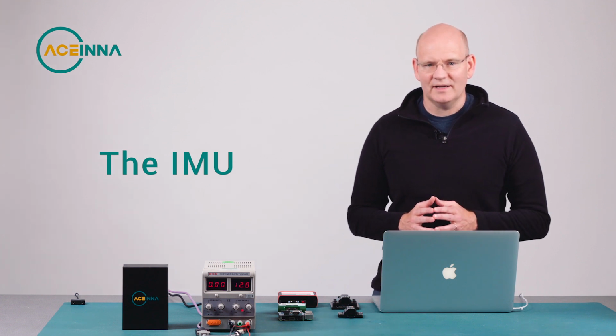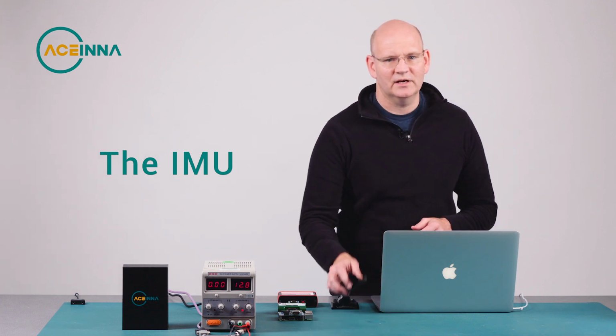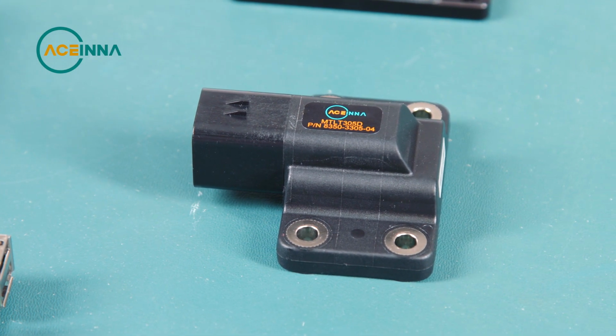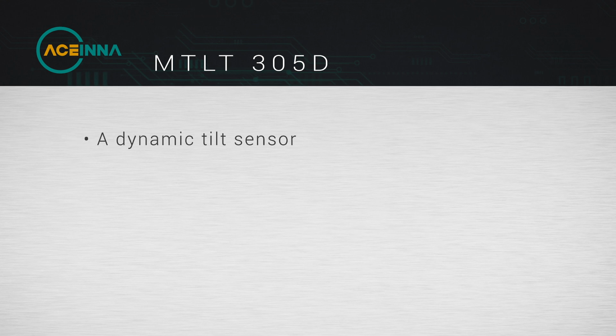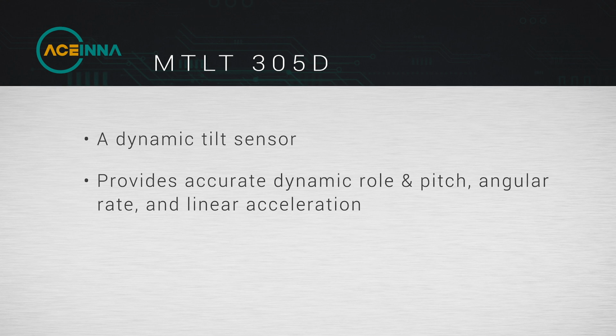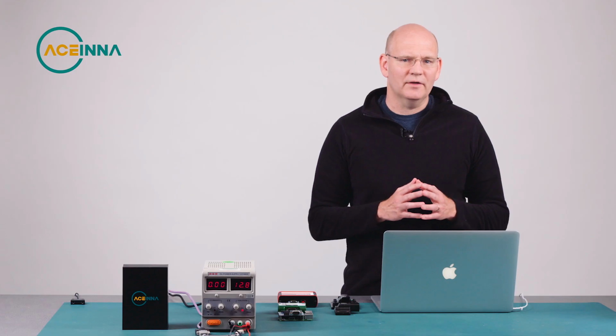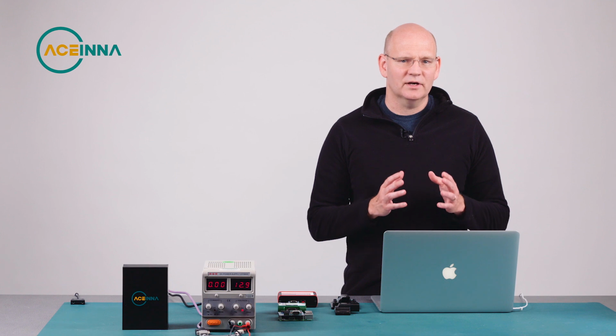ACEINNA makes 2 devices that implement the CAN bus standard. The first device is the MTilt 305D. This is a dynamic tilt sensor. It provides accurate dynamic roll and pitch, angular rate, and linear acceleration. It outputs this data over the CAN bus using the J1939 protocol. We will talk more about the J1939 standard in a moment.